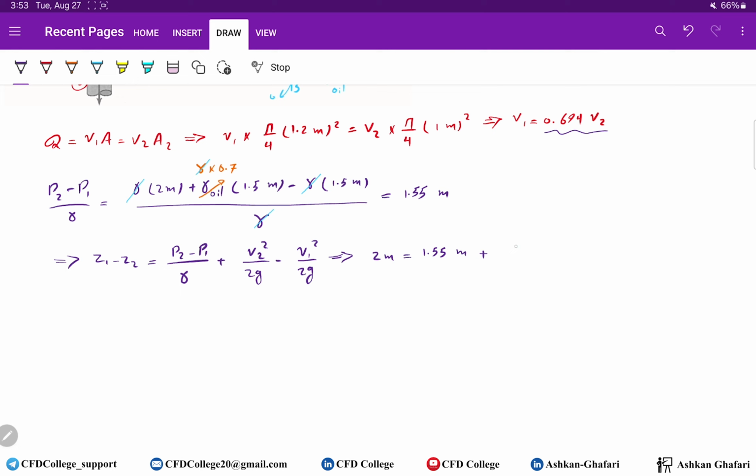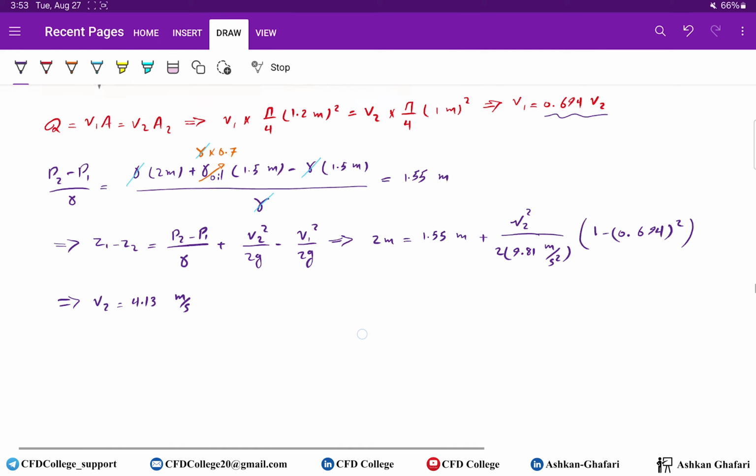if we factor out V2 square over 2G, V2 square over 2, and G is 9.81 meters per second square, we will have 1 minus 0.694 square, and from this you can find V2, 4.13 meters per second.